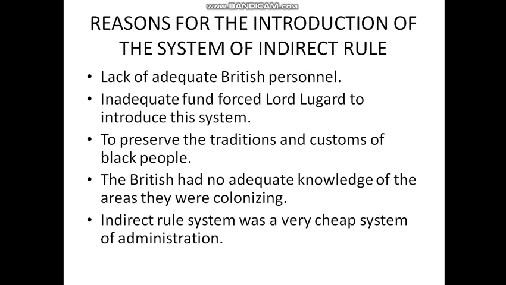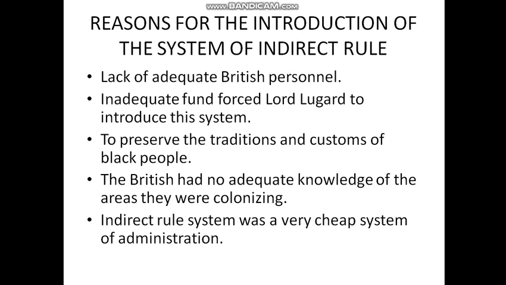Next, the British had no adequate knowledge of the areas they were colonizing. They didn't know the terrain, the weather, the different diseases ravaging the place, or the kind of dangerous animals they would come across. So they had to make use of indigenous people that understood the terrain and knew the nooks and crannies of all the areas they were colonizing.